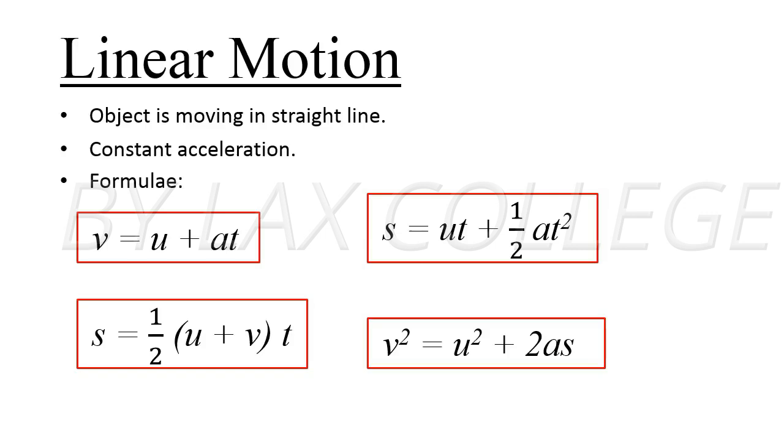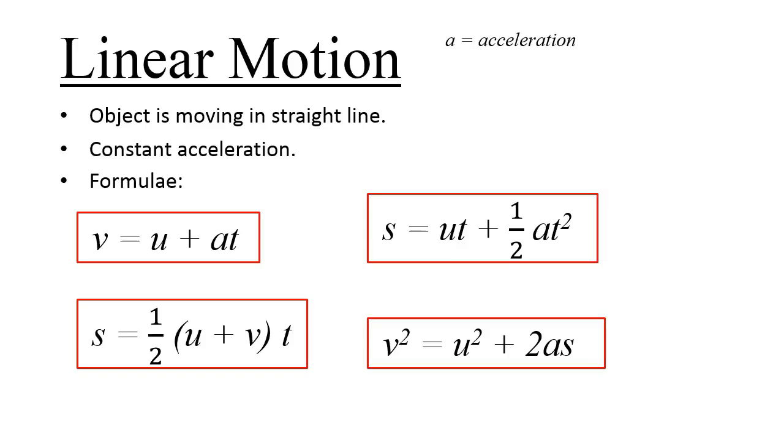So, what do these letters represent? A represents acceleration. V represents final velocity. U represents initial velocity. S represents displacement, and t represents time. So, let us move to examples.